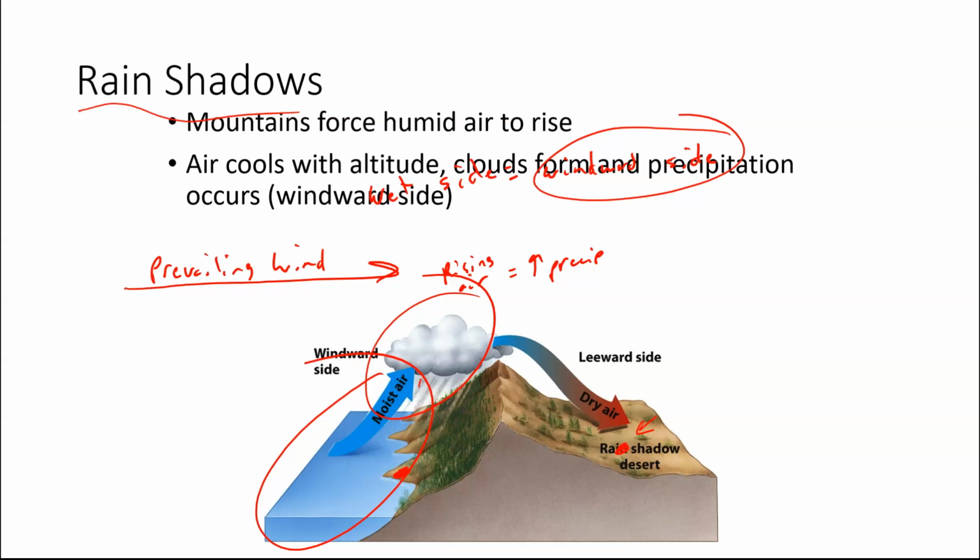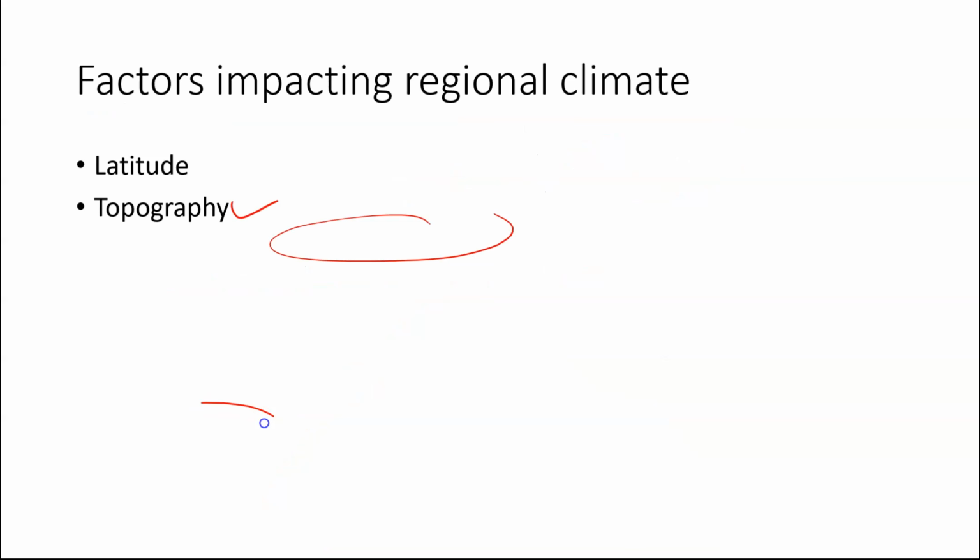All right, so just in a quick review, latitude impacts the intensity of sunlight. Topography impacts things like the rain shadow, also altitude, higher altitudes are colder. But also we have proximity to large bodies of water. If you're closer to a large body of water, you're going to have milder climates, cooler summers, warmer winters than areas in the same latitude that are not near bodies of water.